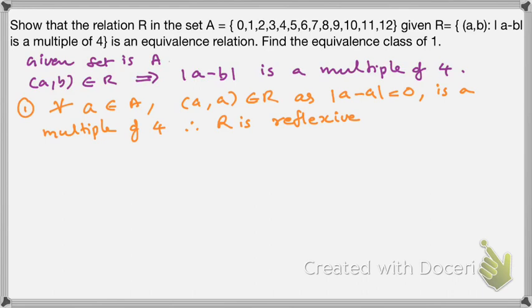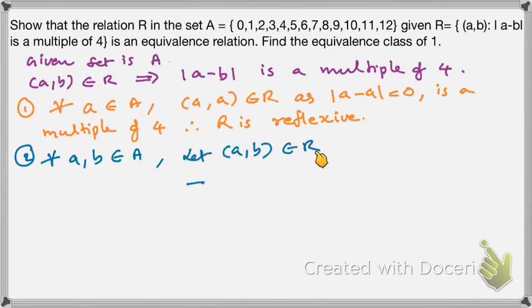Now I need to prove the symmetry. And to prove symmetry, we need to pick up two elements from the given set. So I'm going to pick up two elements here. I'll say for every A and B taken from A, it's conditional. So I will assume one pair, that is ordered pair (A, B) belongs to R. A is related to B. I should prove then B is related to A, that is (B, A) belongs to R.